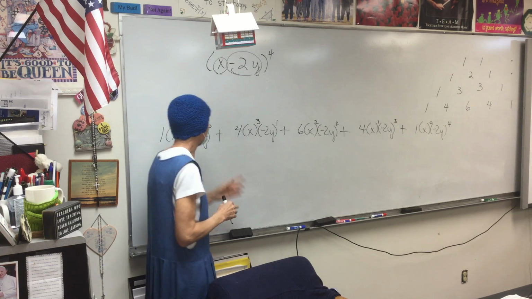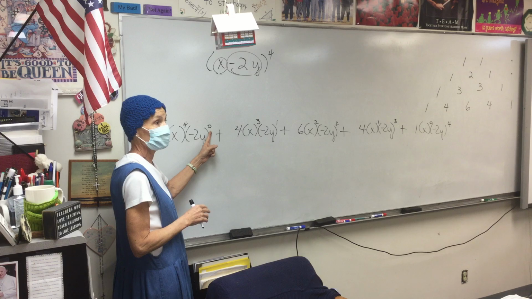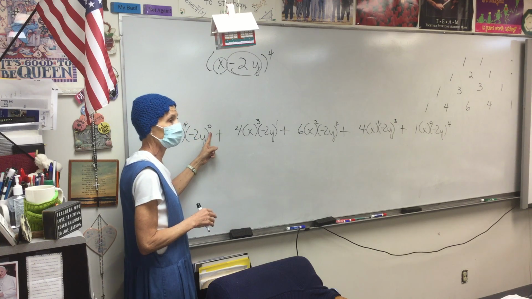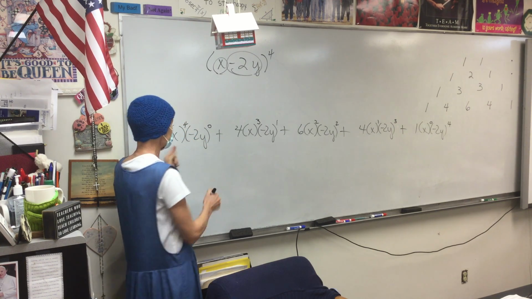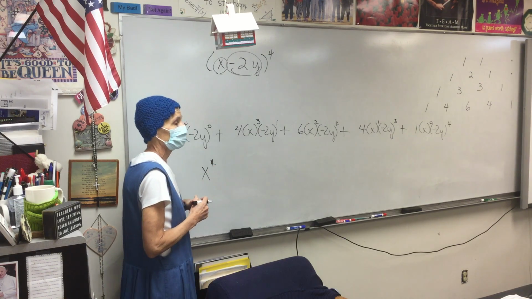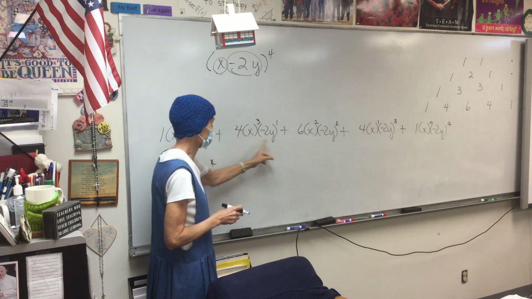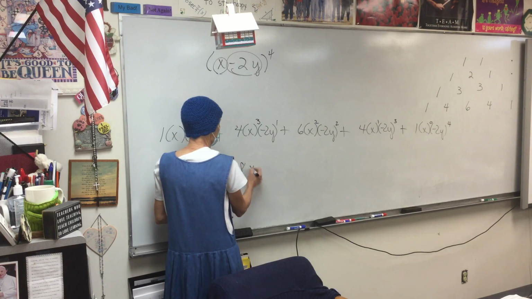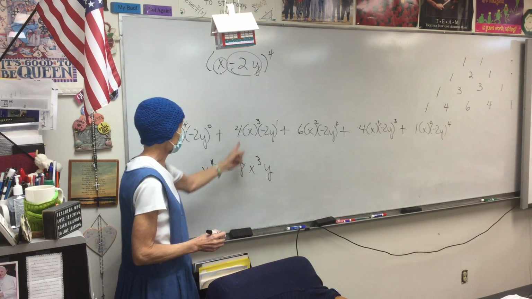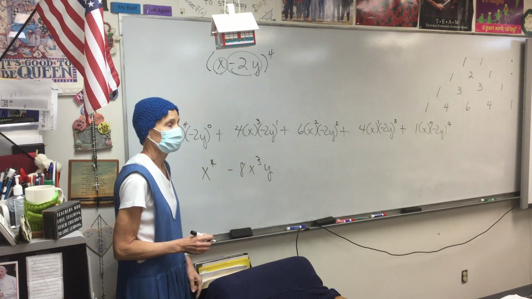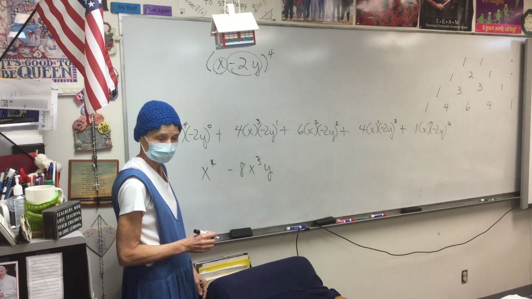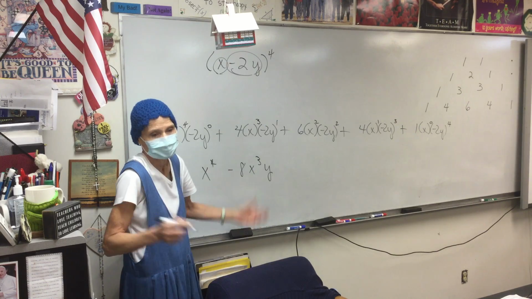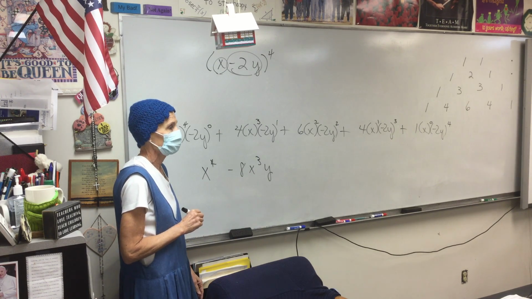So now we just simplify. Remember that anything to the 0 power is 1. So all we have here is x to the 4. Now remember, you're multiplying all that together, so you're going to have negative 8 x cubed y, because you're multiplying the 4 and the negative 2. If it's to the 0 power, it just cancels. It makes 1.